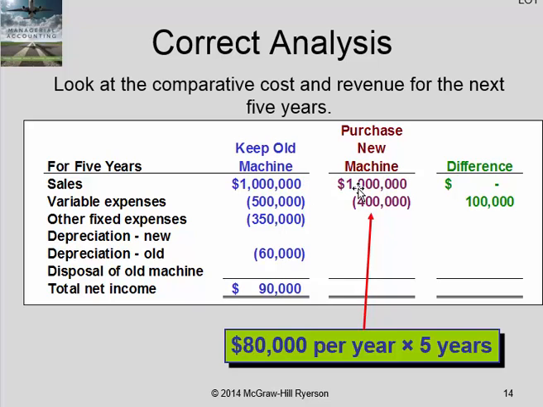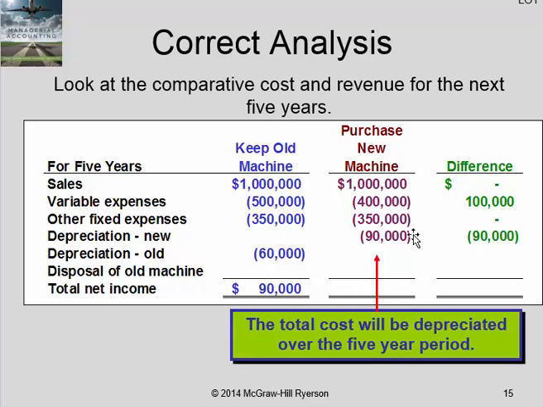We're going to, but we'll take another look at a simpler and more elegant way to approach this problem in a second. So the variable costs go down. That's good to know. And other fixed costs don't change. The amortization or depreciation on the new machine is there, $90,000.